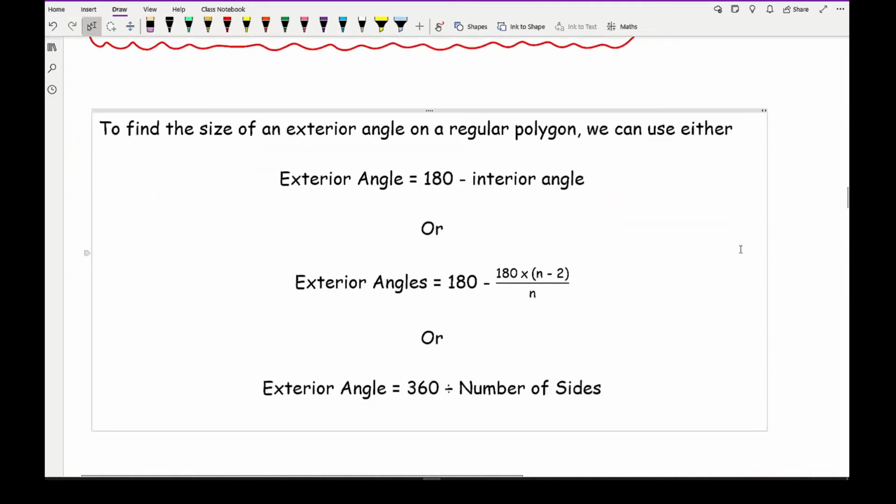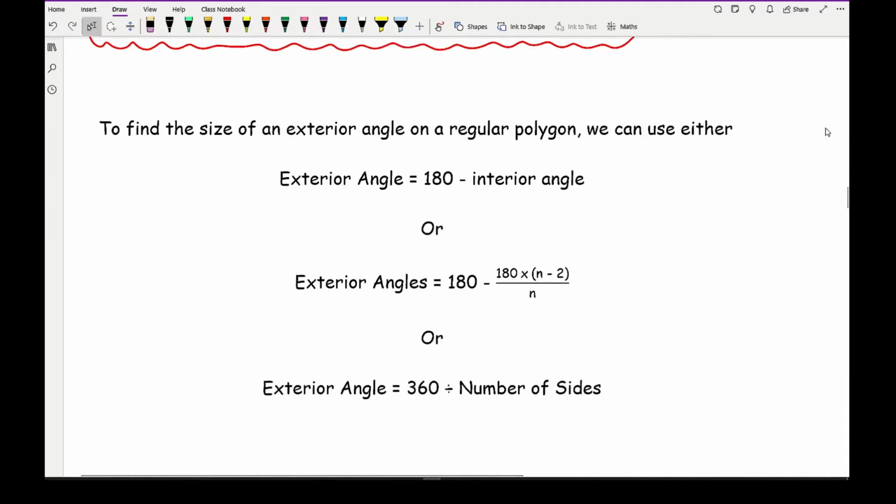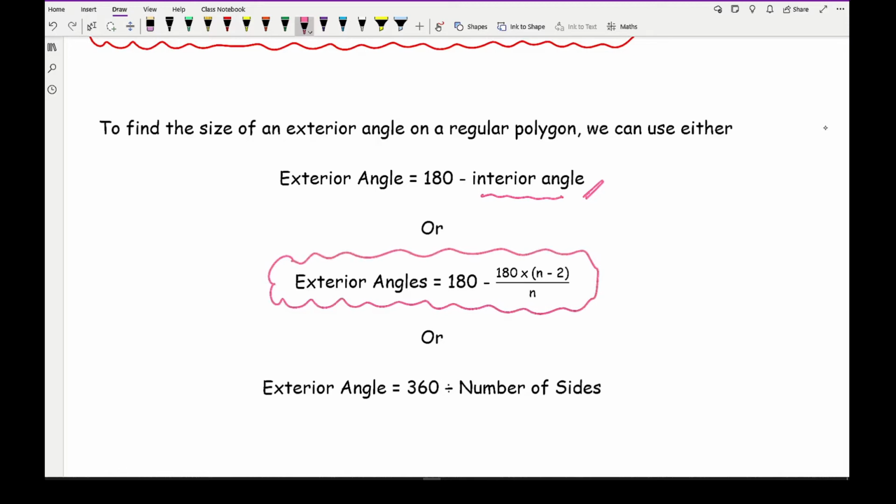So to work out what the exterior angle is, there are several ways in which you can do this. Now, to find the size of an exterior angle on a regular polygon, you can either remember that the exterior angle is 180 degrees take away the interior angle. And again, if you're not too sure how you work out the interior angle, I recommend you watch the video again, or it's earlier on in the video. Or we can use this formula here, and these two things are exactly the same. So this bit here, if I just highlight it in this little pink bubble, is basically the formula to work out what the interior angle is going to be.